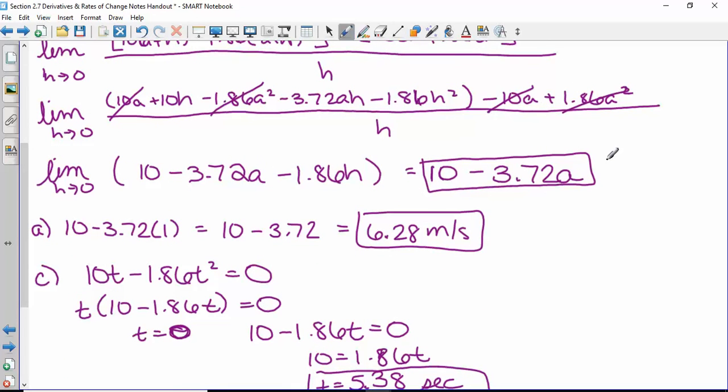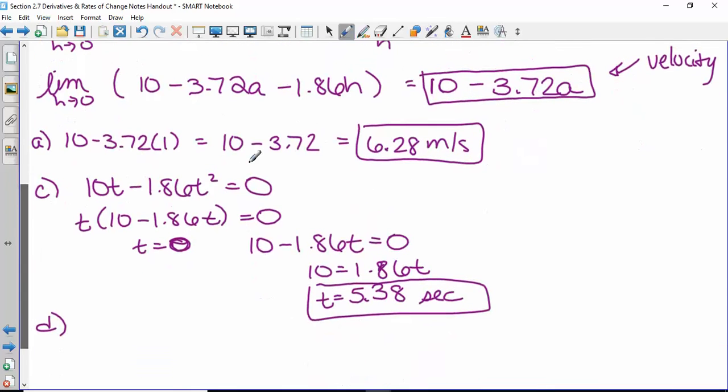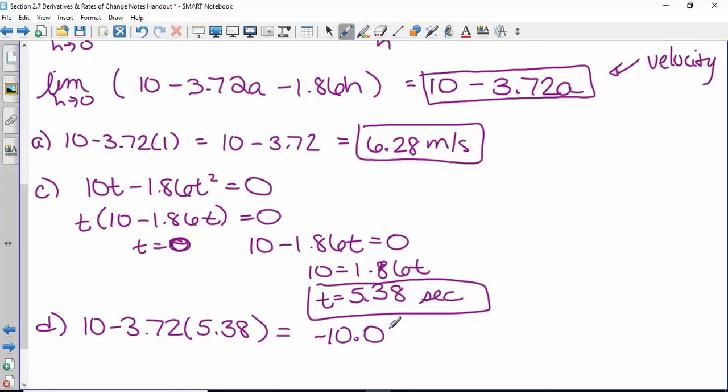So then part D, with what velocity does it hit the surface? We found a velocity formula. That's the derivative. This gives me a shortcut for finding velocity. So I can just do this formula and plug in 5.38 for my t, or for my a. If you round, you get negative 10.01 meters per second.